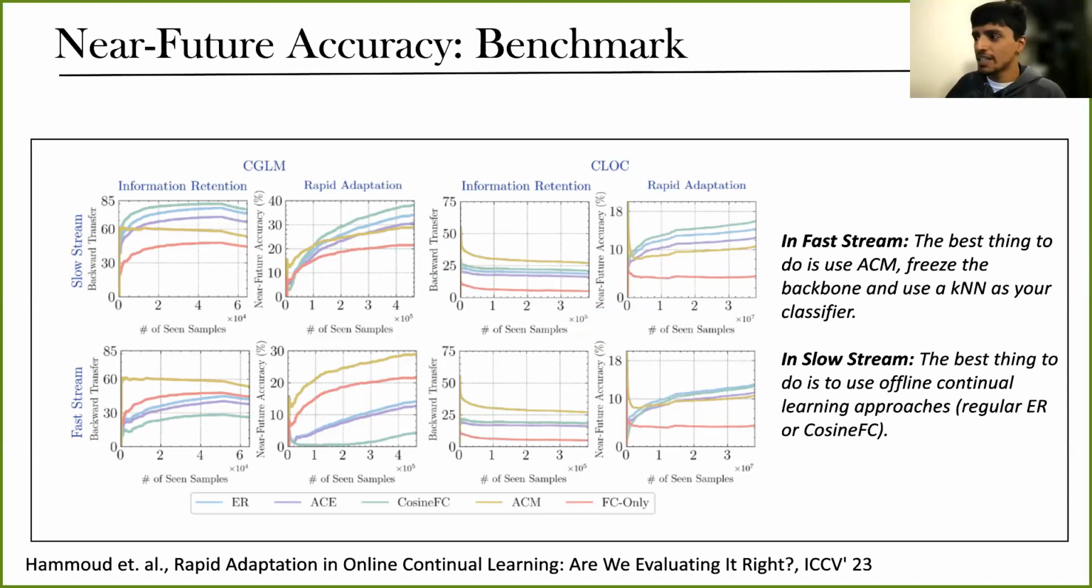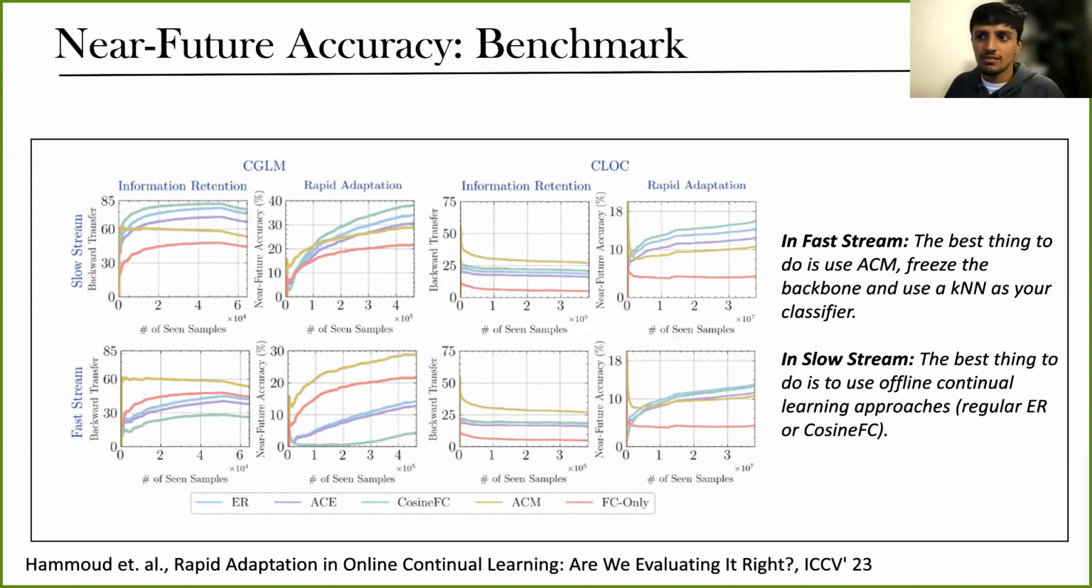In the first string, simply freezing a network and using a KNN as a classifier performs really well. I'll come to this method in later slides. But when you have slightly more compute budget, the best thing to do is to train offline. You should not consider the immediate incoming samples, but just train on past data and then predict the new samples. This is very surprising. This says that you don't need to adapt as rapidly to the distributions on natural data streams. Is this good?